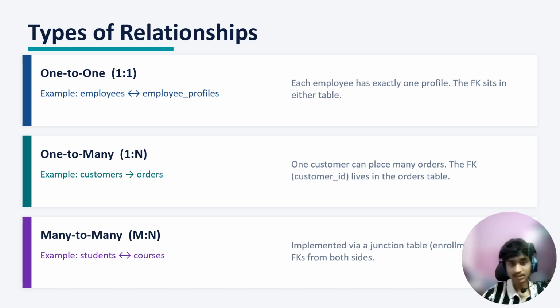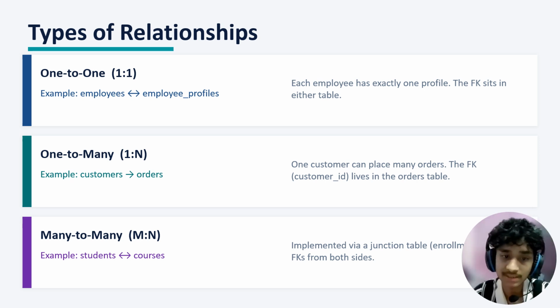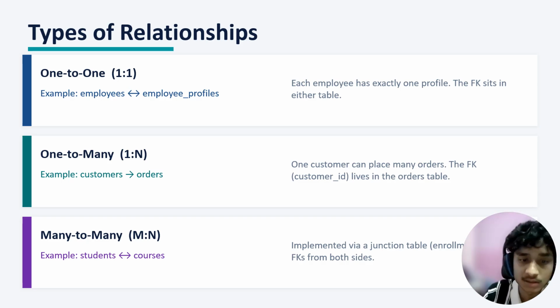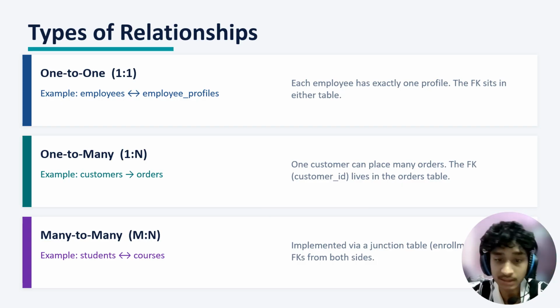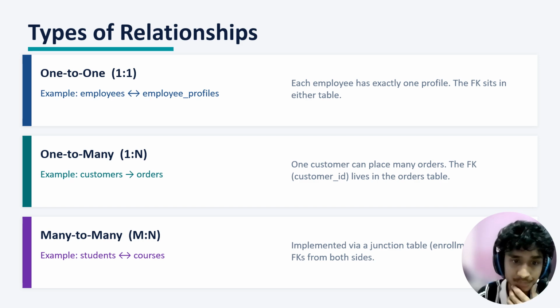And the next one is the types of relationship. We have mainly three types of relationship. First one is one-to-one. For example, an employee and employee profile. Each employee can only have one employee profile, so they have a one-to-one relationship. Second one is one-to-many. For example, customers and orders. Each customer can have as many orders as he or she likes, so they have a one-to-many relationship. The third one is many-to-many. For example, students and courses. Every student can have different courses, so they have a many-to-many relationship.